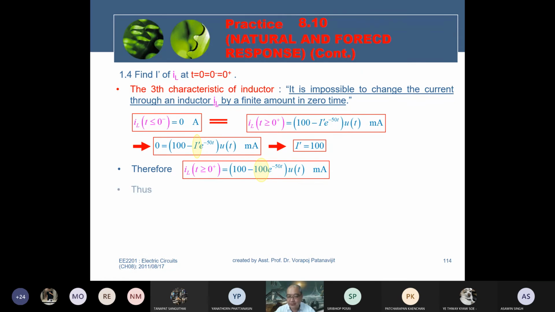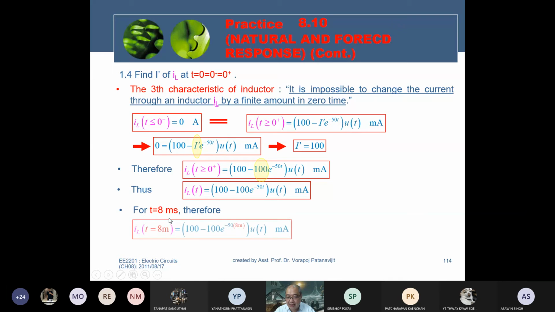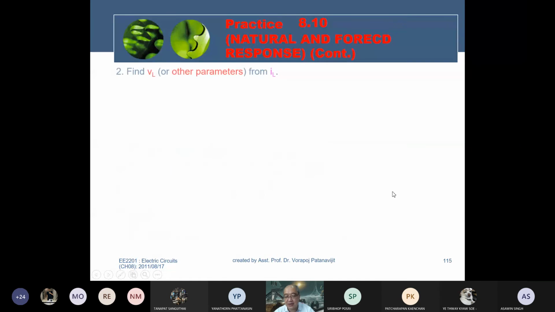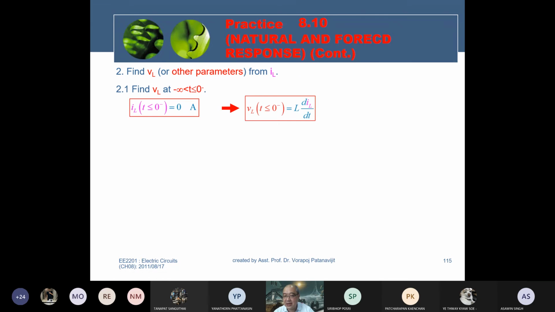Now, if the question asks you for the current at time equal to 8 milliseconds, substitute 8 milliseconds in here, and you get 33 milliamp. And if the question asks you for another unknown, the inductor voltage, you can determine the inductor voltage from the inductor current. For time less than 0, the inductor current is constant, so the inductor voltage equals L di/dt, and differentiating a constant gives you 0.